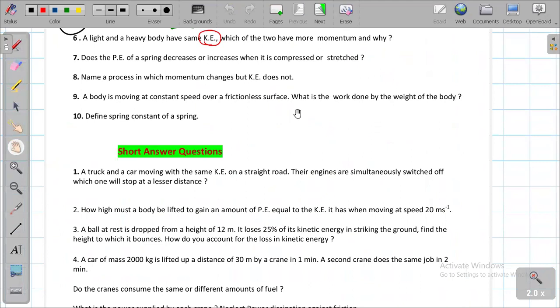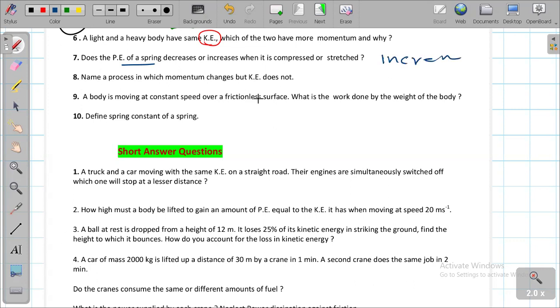Does the potential energy of a spring decrease or increase when it is compressed or stretched? Increase.